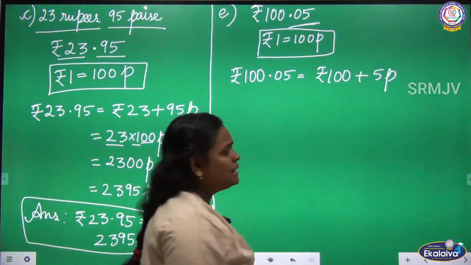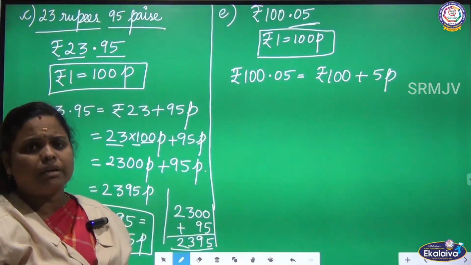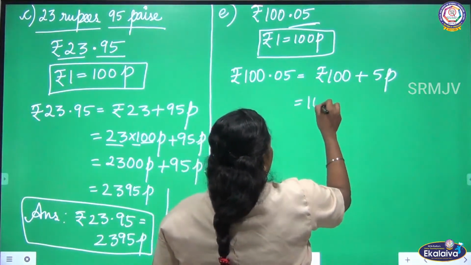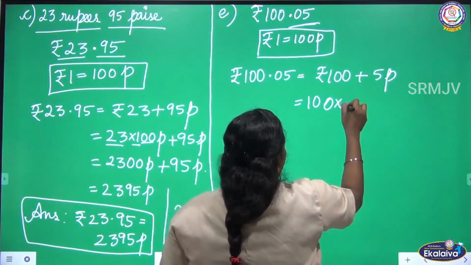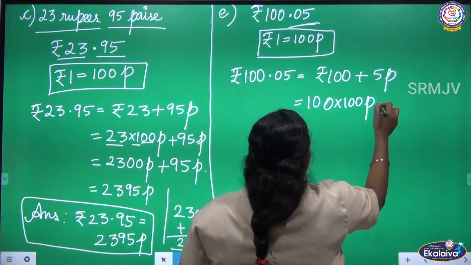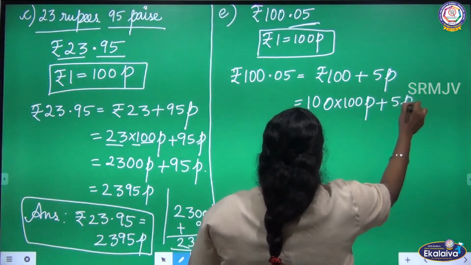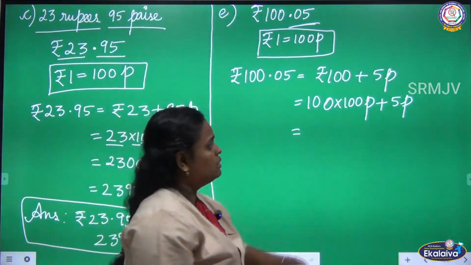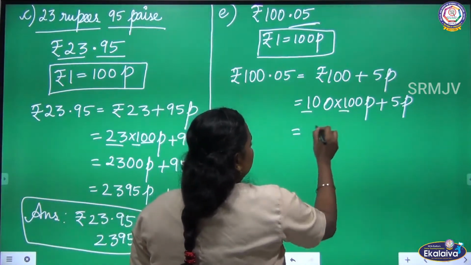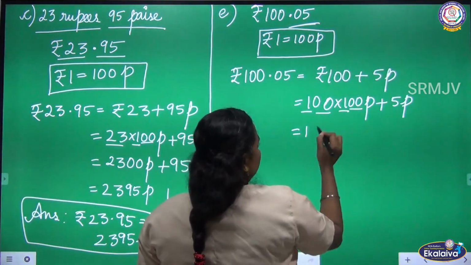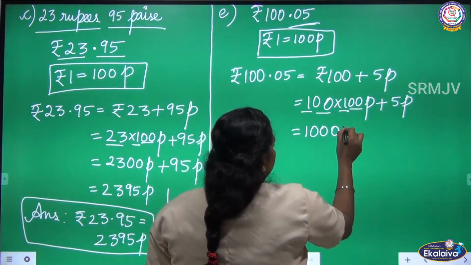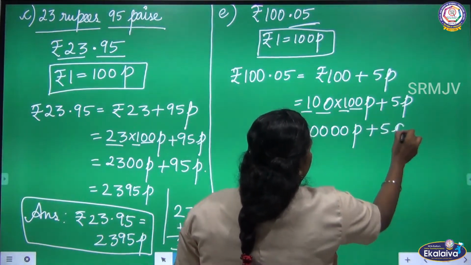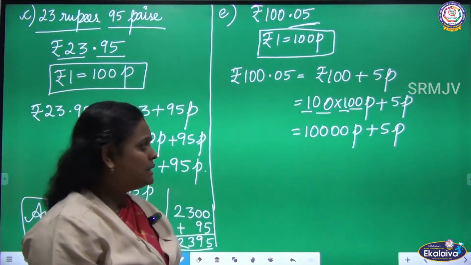So this is in paise. So 100 rupees alone we can convert into paise, then we can add with that. So 100 into 100 paise plus 5 paise, because 1 rupee equal to 100 paise, that's why we are multiplying with 100. So 1 into 1, 1, then include these 2 zeros and then these 2 zeros. So 10,000 paise. So 100 into 100 is 10,000 paise plus 5 paise.